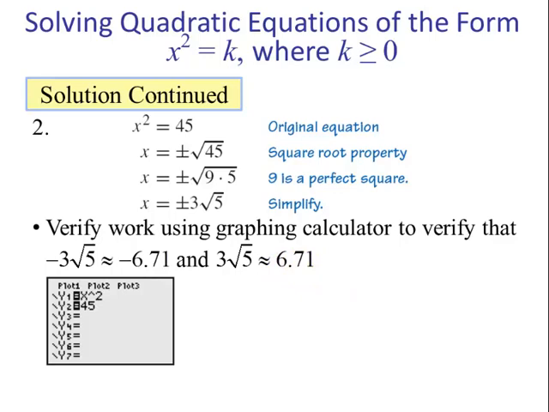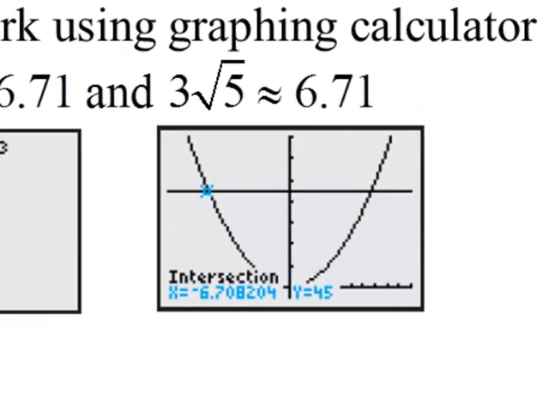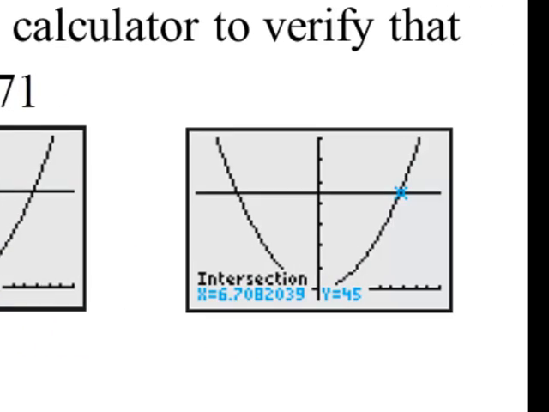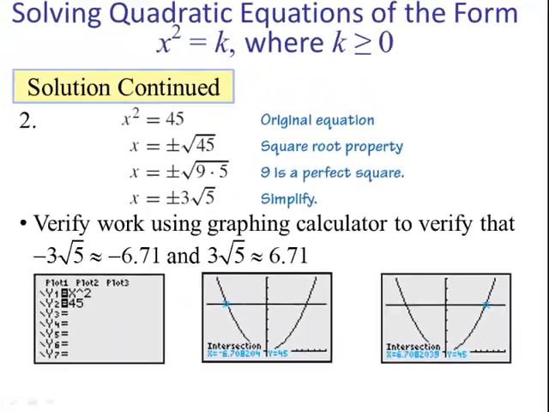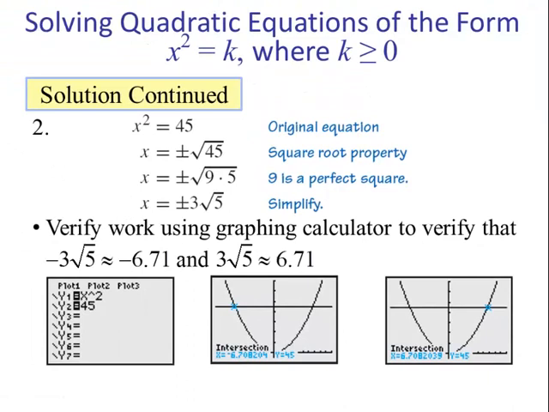So if we put x squared in y1 and 45 in y2, so left hand side of the equation in y1, right hand side in y2, and we want to look and see where these two intersect. So using the intersection feature, we see the first one is at a negative 6.71 approximately, and the second intersection is a positive 6.71. So we have verified the answer using the graphing calculator.